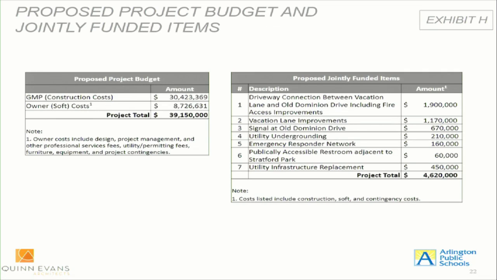The proposed project budget total of $39,150,000 comprises a GMP of just over $30 million and owner soft costs of $8.7 million. The chart on the right outlines the proposed jointly funded items between the county and the schools. The county and schools have agreed to these items, so the county will, in fact, provide their 50% share of those items. And they are all related to transportation, access, utilities, safety, and community use.